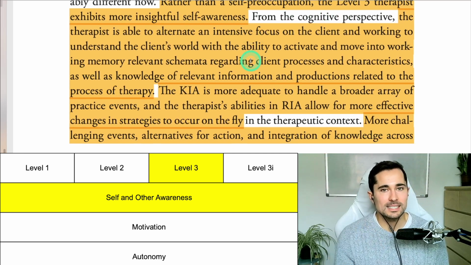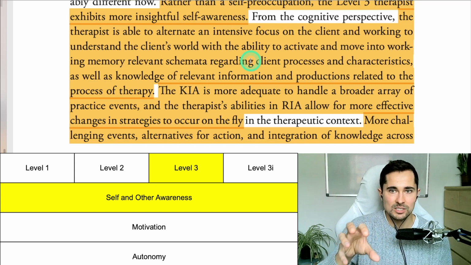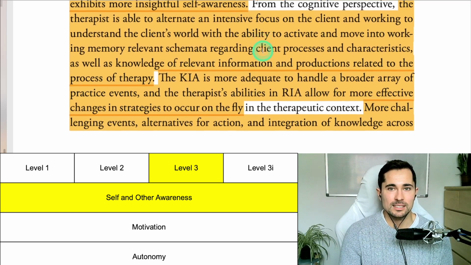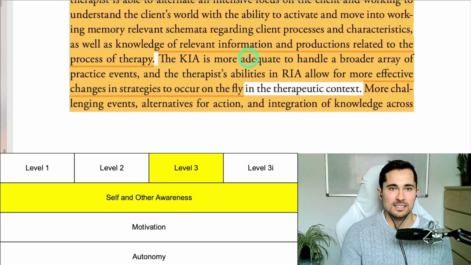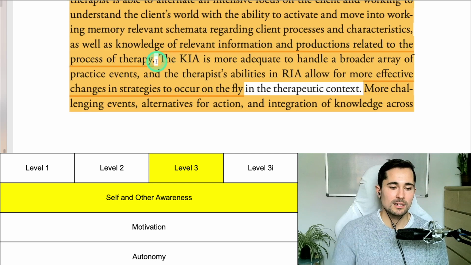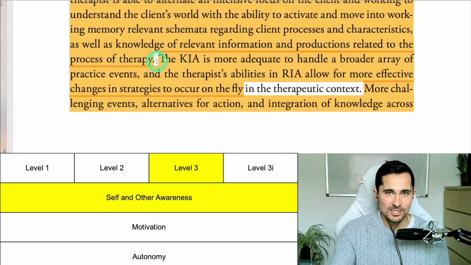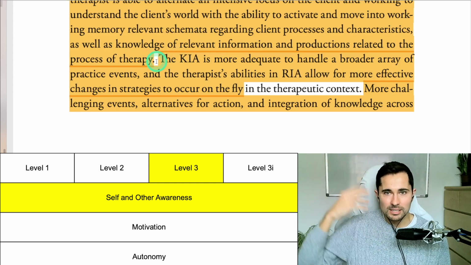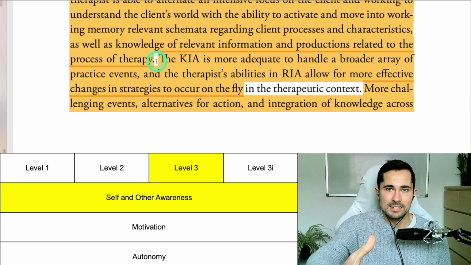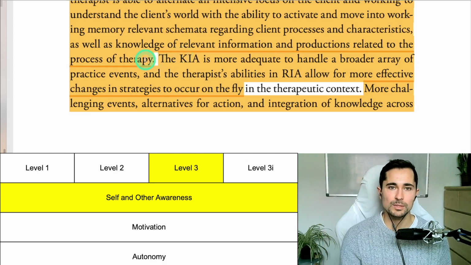Therapist is able to alternate an intensive focus on the client and working to understand the client's world with the ability to activate and move into working memory relevant schemata regarding client processes and characteristics, as well as knowledge of relevant information and productions related to the process of therapy. So I can nicely shuttle between empathizing, putting myself in my client's shoes, and coming back to theory and knowledge and responding, empathizing with the client again, how they react to my responses, and that process becomes more fluid.